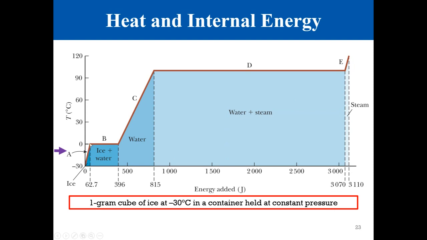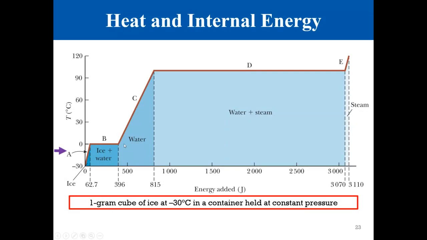Then at 0 degrees, this is the melting point. The temperature is maintained fixed, continues at 0, as ice melts down and changes phase from solid into liquid. So now in this region, you have a mixture of ice and water, both at 0 degrees. After taking 396 joules, the ice is completely melted down, and now it is water at 0 degrees.